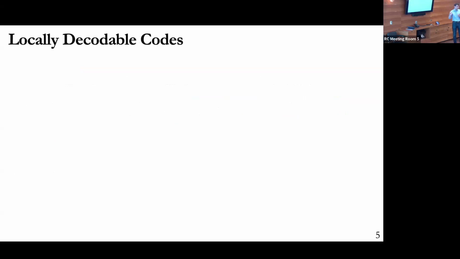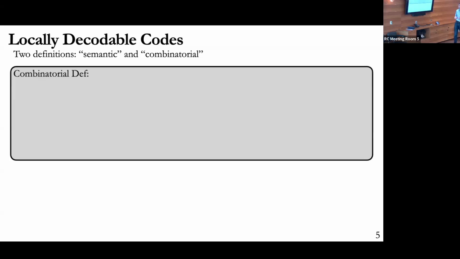Okay, so there are 2 ways to define locally decodable codes. There's what I'm going to call the semantic definition, which will make the reason for why we call these codes locally decodable codes rather obvious. And the other is the combinatorial definition, which will perhaps give you a better understanding of what these codes actually look like, but will not be so obvious why they're locally decodable. Okay, now I'm going to break with perhaps the standard convention. I'm going to define the combinatorial one first, and then I'm going to relate it to the semantic definition.